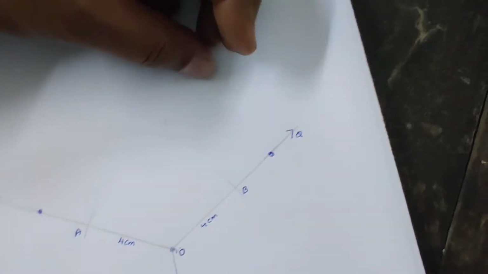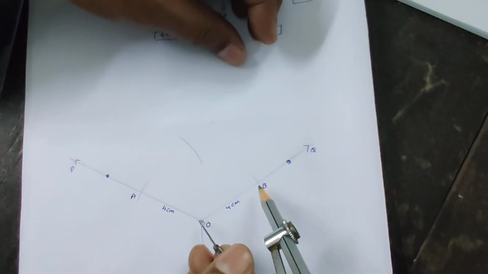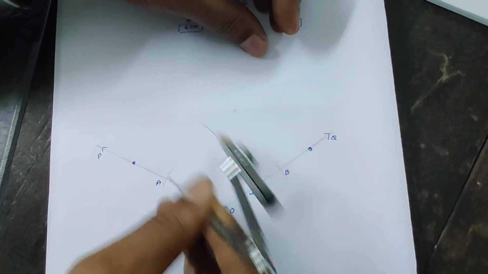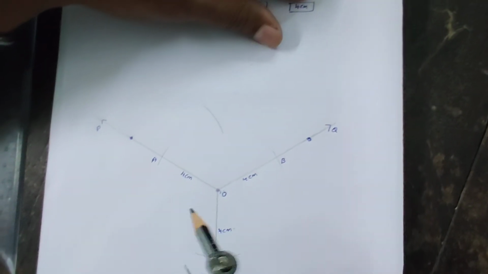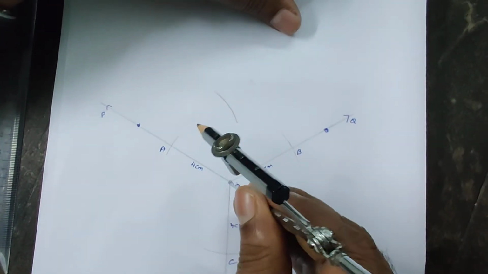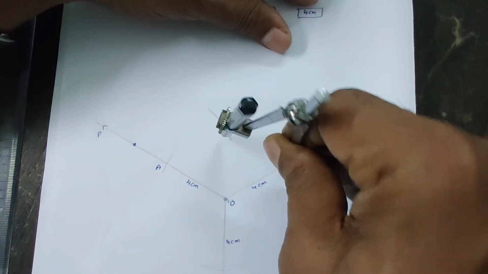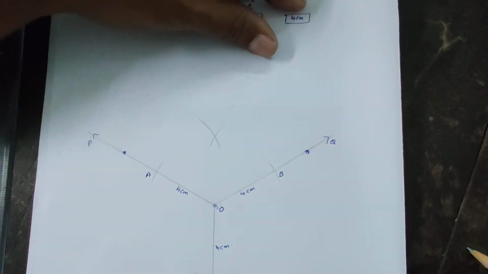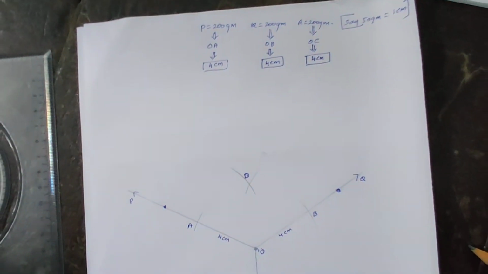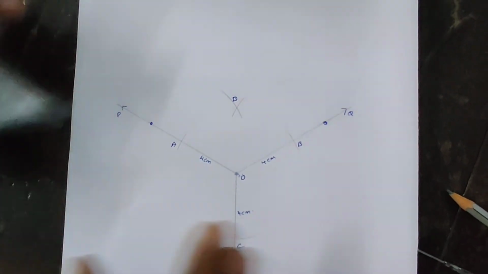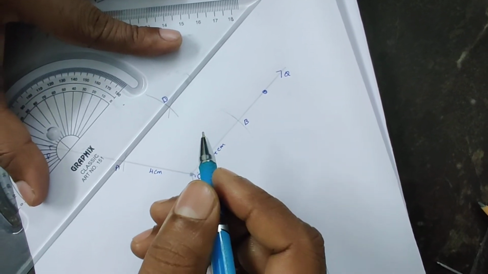Now with OB as distance, with A as center, an arc is drawn. In this case there is no problem, because all 3 values are the same, all are 4 centimeter, so there will not be much problem. Then with OA as distance and with B as center, another arc is drawn. This point is going to be marked as D. Now join AD and BD.